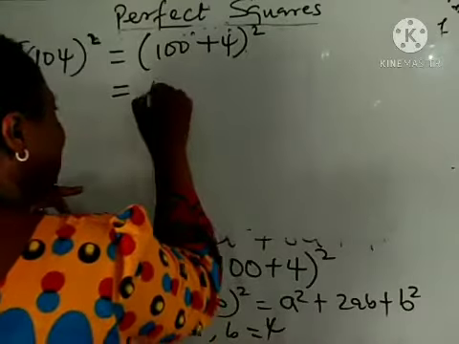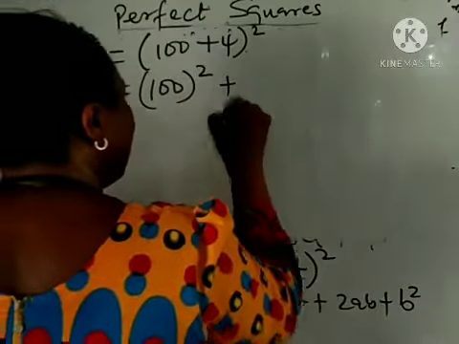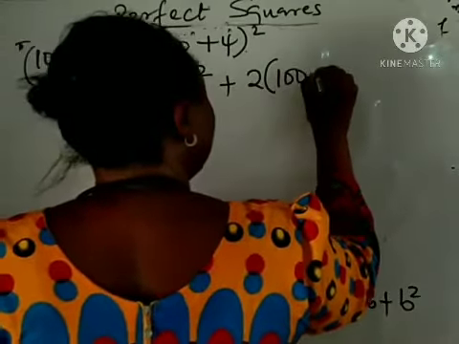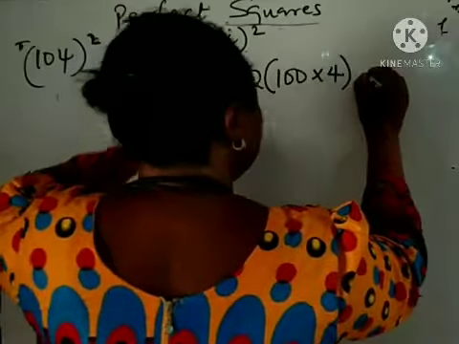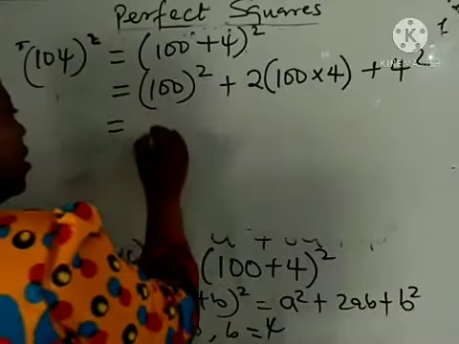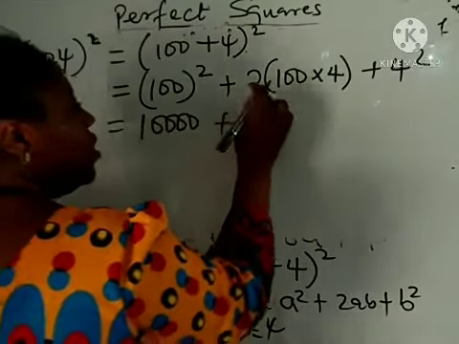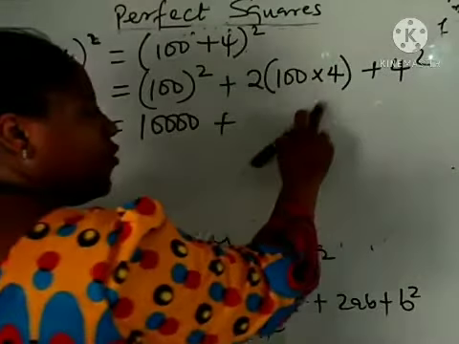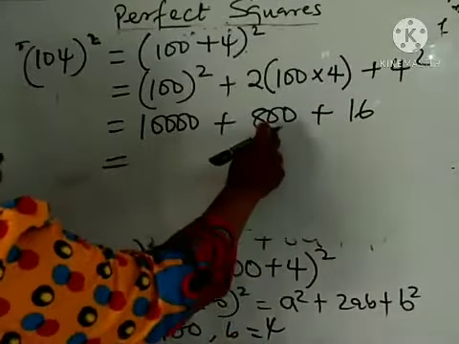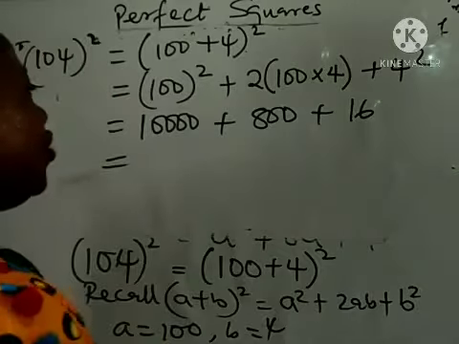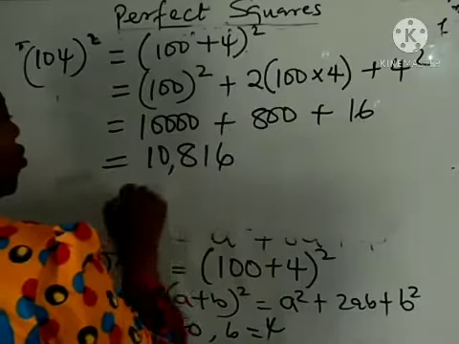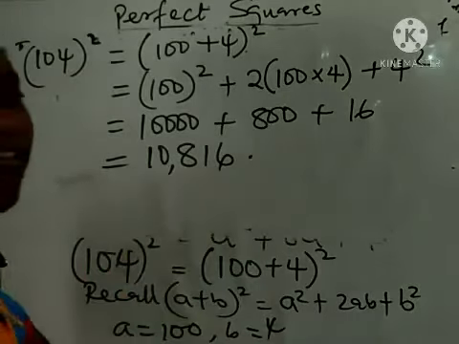Anywhere I see A, it is 100. That is 100 square plus 2 into 100 times 4, which is AB, plus 4 square. 100 square is what? That is 10,000. 2 times 100, 200 times 4, that is what? 800 plus what? 16. 10,000 plus 800 will give me 10,800 plus 16, that will be 10816. So with this, it makes it easier and faster for me.